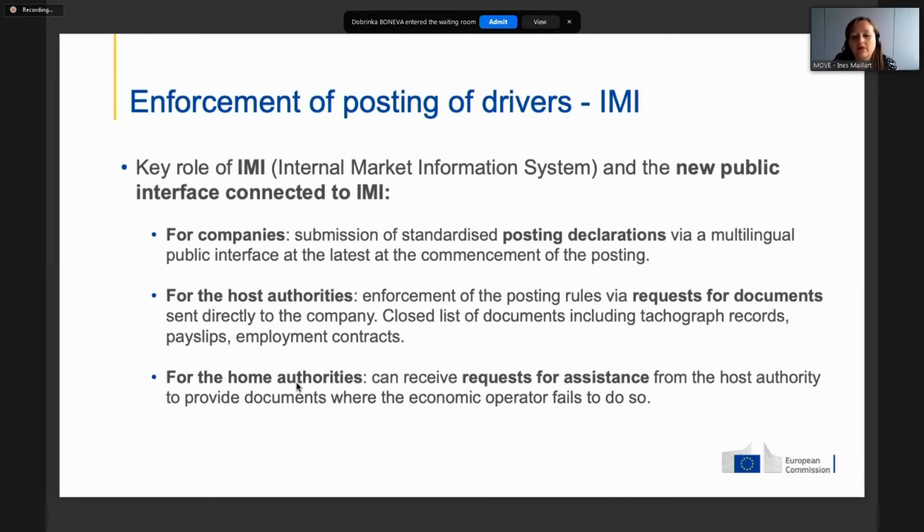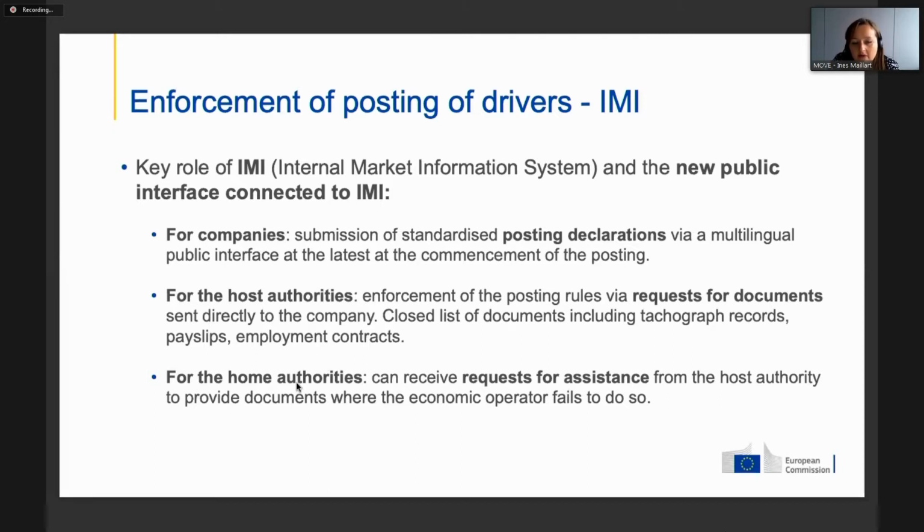For the host authorities, so the member state where the drivers are posted, the enforcement of the posting rules can be done via request for documents sent directly to the company. And here I want to insist that IMI, obviously, and the info that will be in there will only be visible by the host authority. So the company will not see or access IMI.